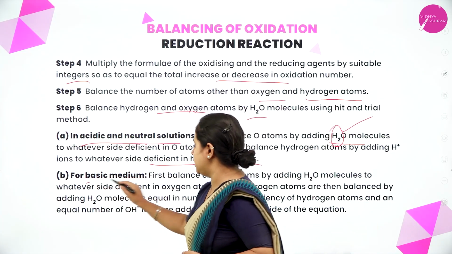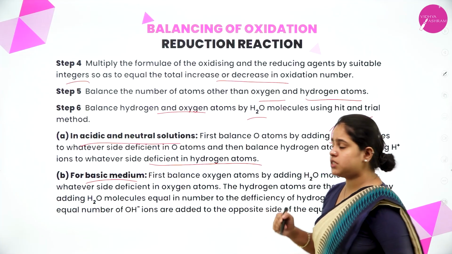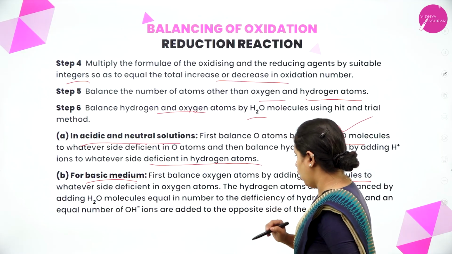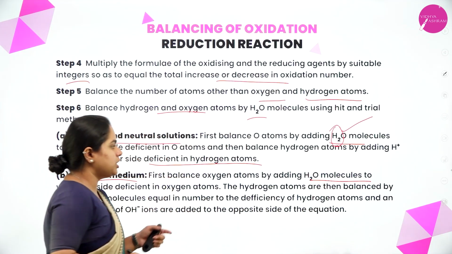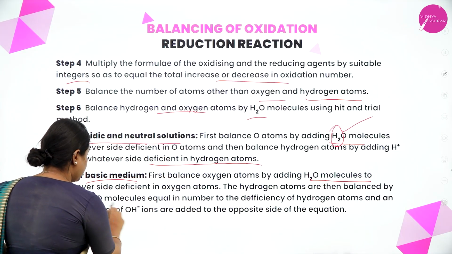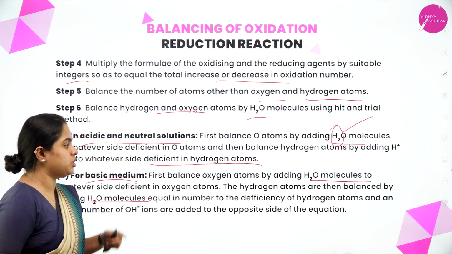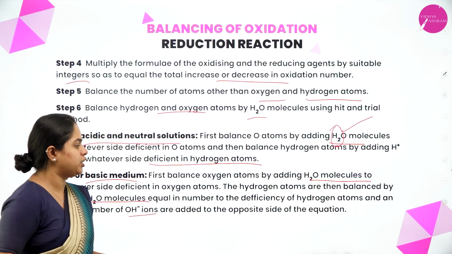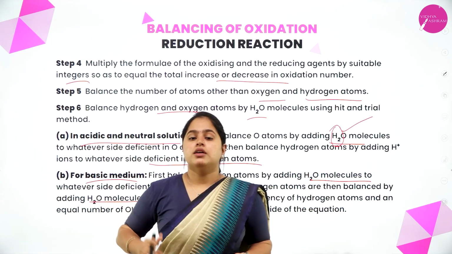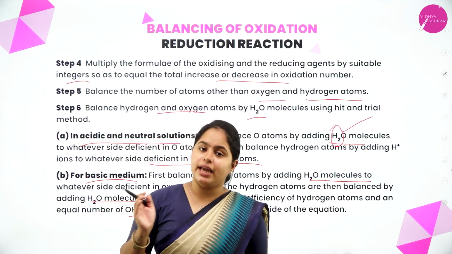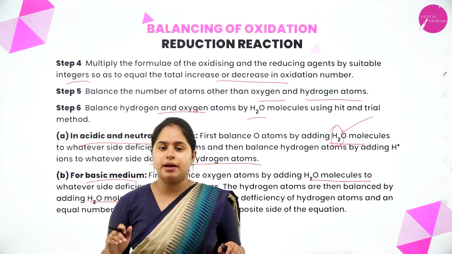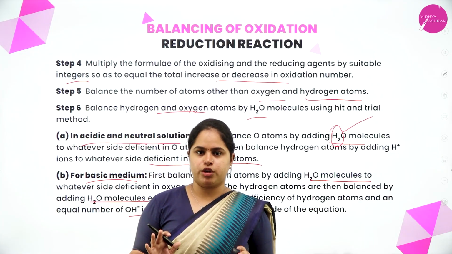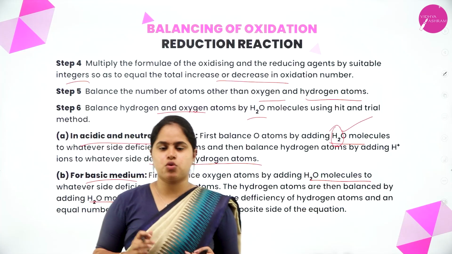Now for basic medium, first balance oxygen atoms by adding water molecules to whatever side is deficient in oxygen atoms. The hydrogen atoms are then balanced by adding water molecules equal in number to the deficiency of hydrogen atoms, and an equal number of OH minus ions are added to the opposite side of the equation. So in acidic medium we add H plus ions, and in basic medium we add OH minus ions, to balance the number of oxygen atoms. So I hope it is clear.